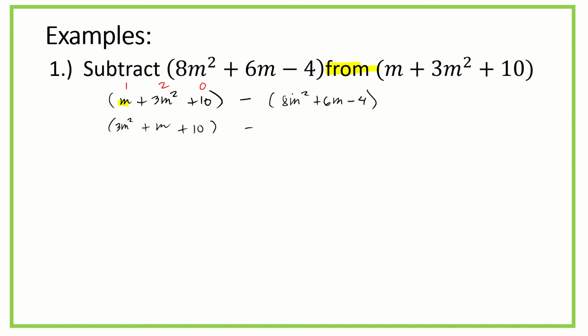Now, check the second polynomial. The degree here is 2, degree here is 1, degree here is 0. So it's already in descending order, therefore it's already in standard form. So no need to change anything.